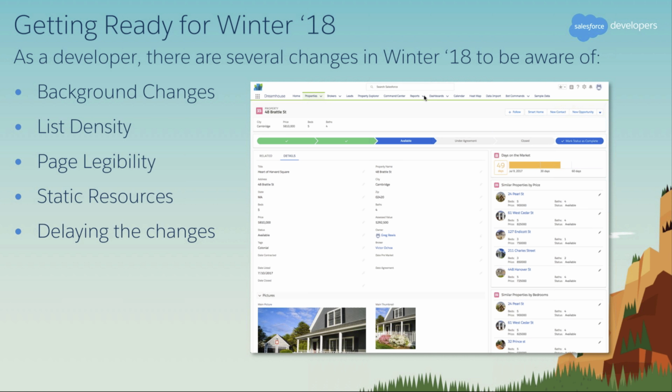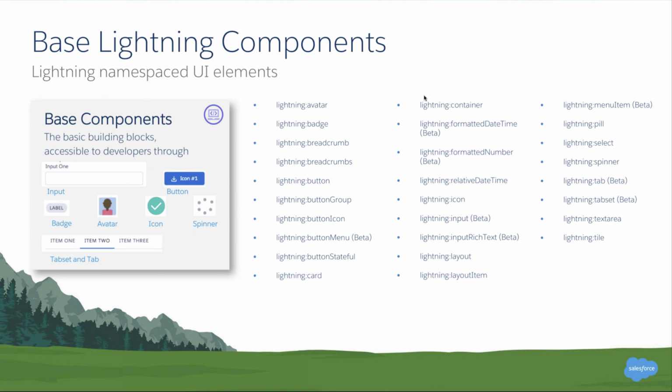Now, I said forward-looking statement. Down the road, we have every intention of making that image and that color a configurable option for your individual orgs. But again, that is a forward-looking statement. So that's what we've got to think about as developers in winter 18.